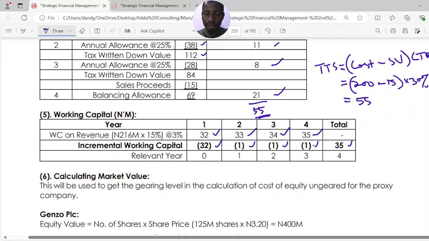Therefore, how do you treat it? Remember, working capital should be treated as cash outflow in the year before the year of occurrence and recovered fully at the end of the useful life. The working capital of year 1 will be treated as cash outflow in year 0. The working capital of year 2 of 1 will be treated as cash outflow in year 1. The working capital of year 3 of 1 will be treated as cash outflow in year 2. The one of year 4, cash outflow in year 3. Then at the end of the useful life, which is year 4, you need to recover the entire working capital of 35. At the end of the day, everything will zero out.